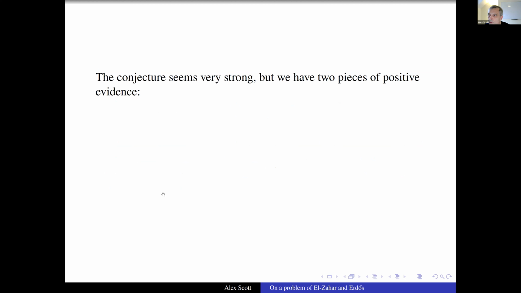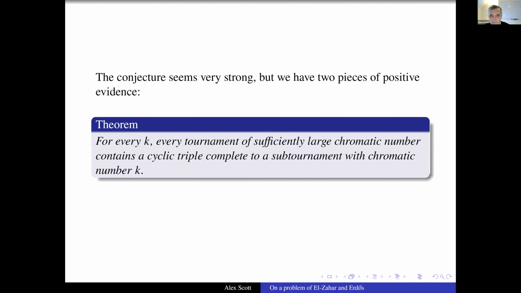Here are two small pieces of positive evidence. Okay, so we can do the first case in some sense. For every k, if you've got large chromatic number, you get a cyclic triple, so just three vertices with the edges going round, complete to a subtournament with large chromatic number. So we can push the chromatic number up on one side, and then just a cyclic triple on the other. So that's chromatic number 2.